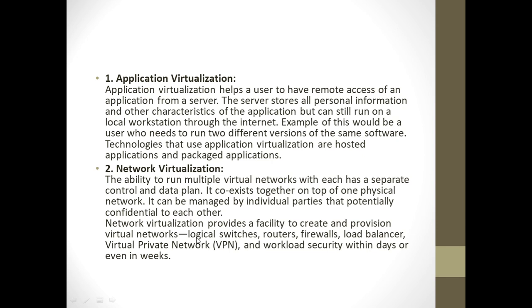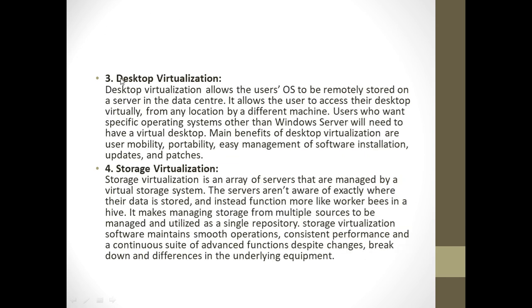The next is network virtualization. Under network virtualization, we allow virtual networks. This could be with the help of logical switches, routers, firewalls, load balancers, VPN, virtual private network, and all these help. So there are several virtual networks built on top of one physical network. The next is desktop virtualization. Being able to access the desktop remotely is an example of desktop virtualization. It allows the user to access their desktop virtually from any location by a different machine.